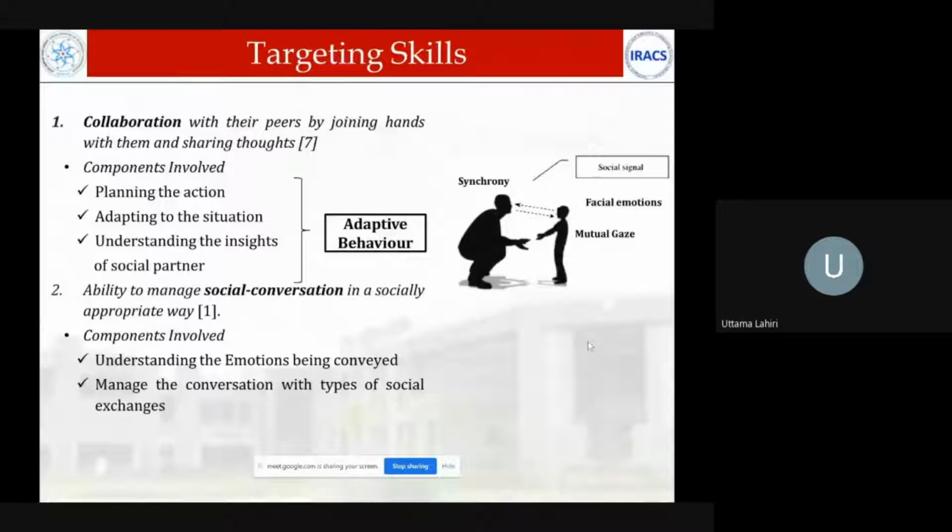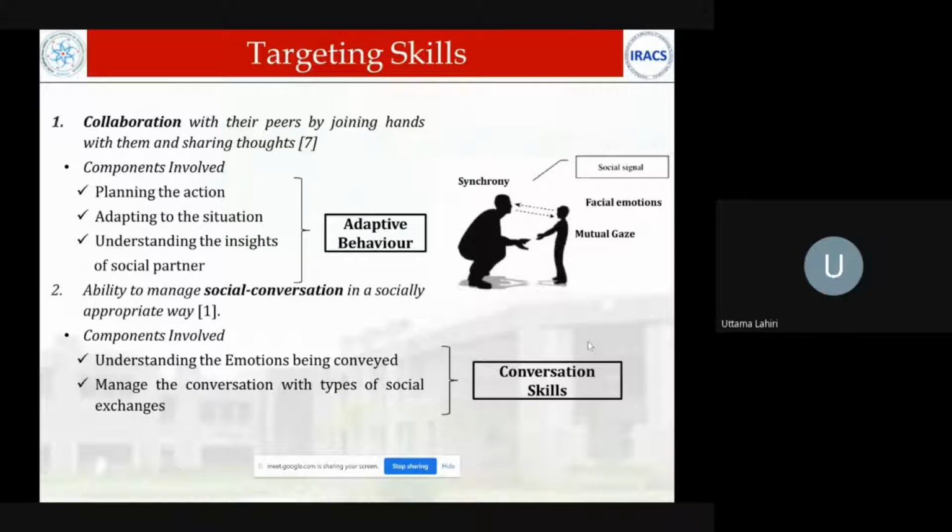Either it is based on, say, proximity, or how much to position oneself from the communicator, or say understanding the different types of gaze patterns of the social communicator. So in fact, these are the conversation skills. So one is the adaptive behavior and the other is the conversation skills.